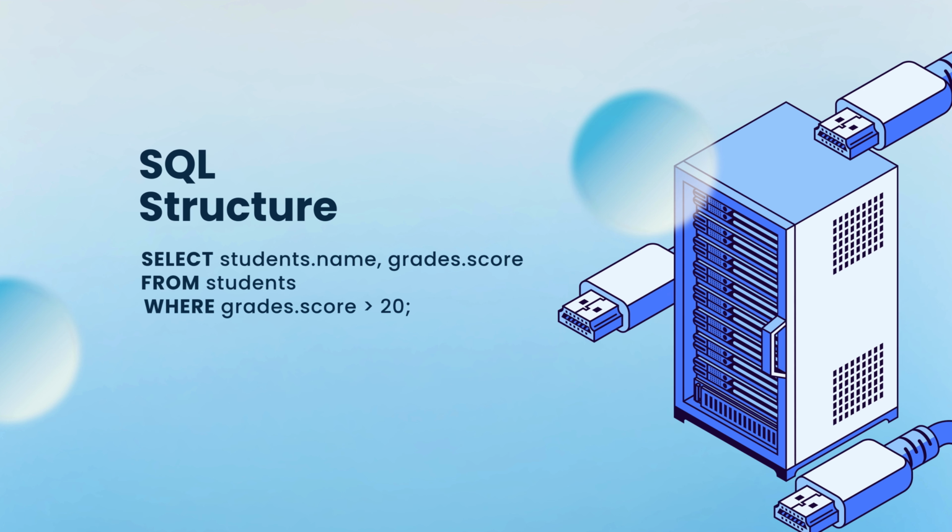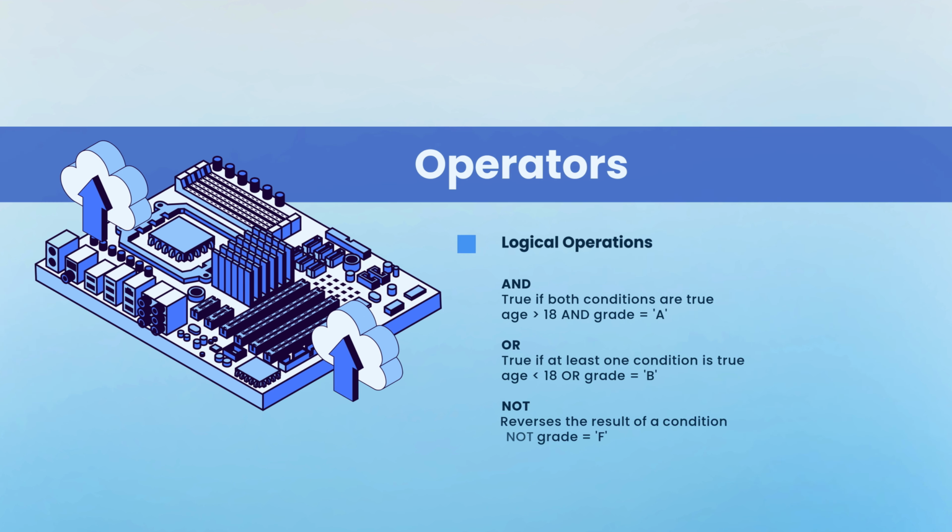So here is a typical structure for an SQL query. The select from where shows us what we can actually do with these queries. Now we move to operators. Logical operators, you have three different options: and, or, and not. And is when both conditions are true, or is when either condition is true, and not reverses the result of a condition.